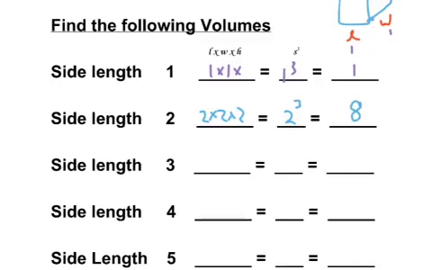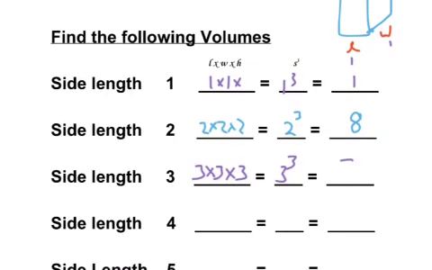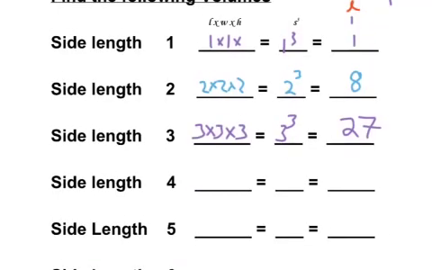Take a look at the next one here, side length of 3, so 3 times 3 times 3, which is 3 cubed. And this 3 times 3 is 9, 9 times 3 is 27. Okay, moving on to a side length of 4.